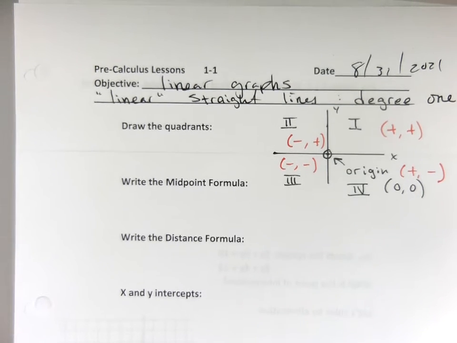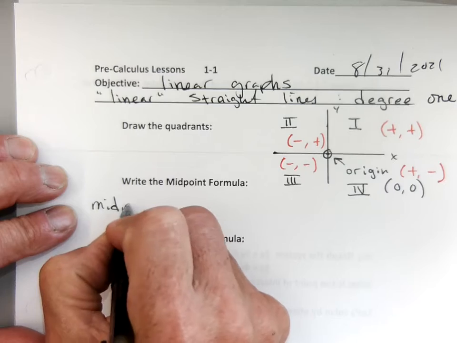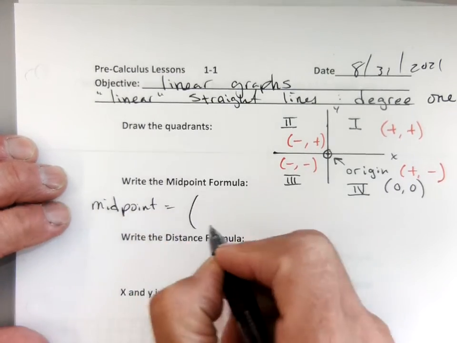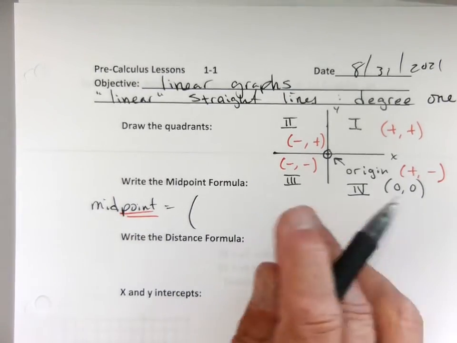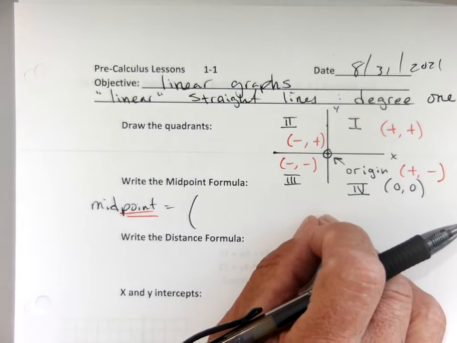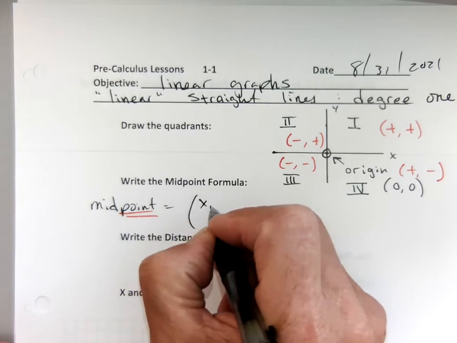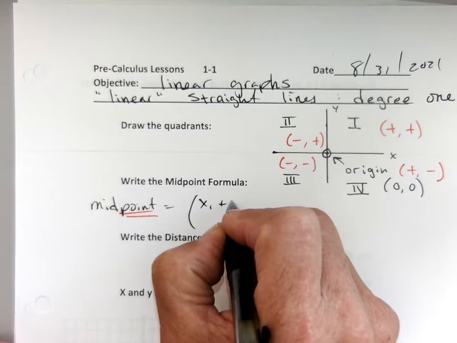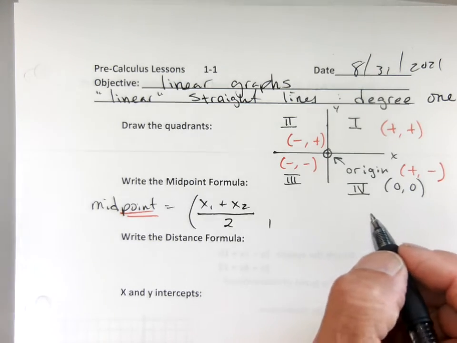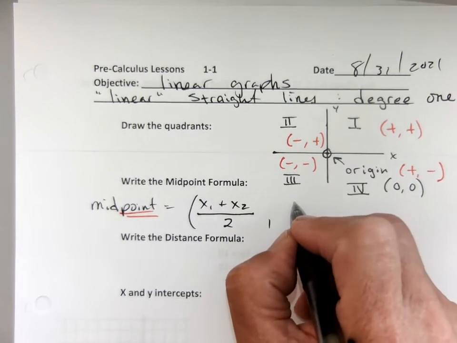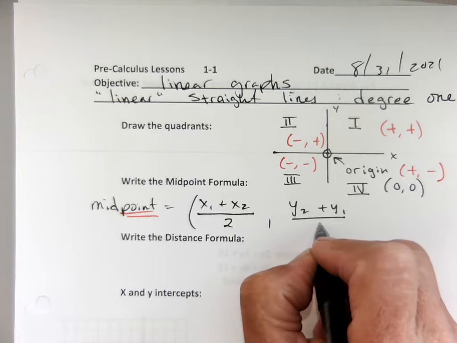Now, midpoint formula. Here it is. Let me give it to you, and then we're going to talk about it. Midpoint formula. It's a midpoint, so it's a point, and if it's a point, it's going to have an x and a y value. And if it's a midpoint, it's just the average. So it's your x1 plus your x2 divided by 2, comma, because it's a point. And then it's going to be a y2 plus a y1 divided by 2.